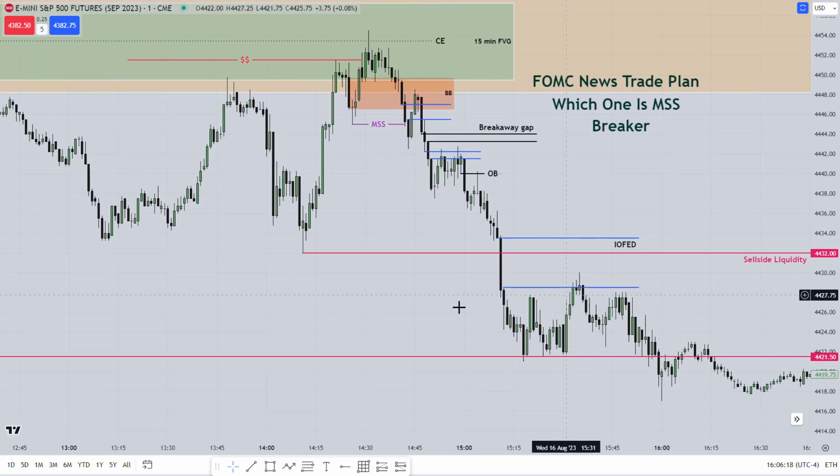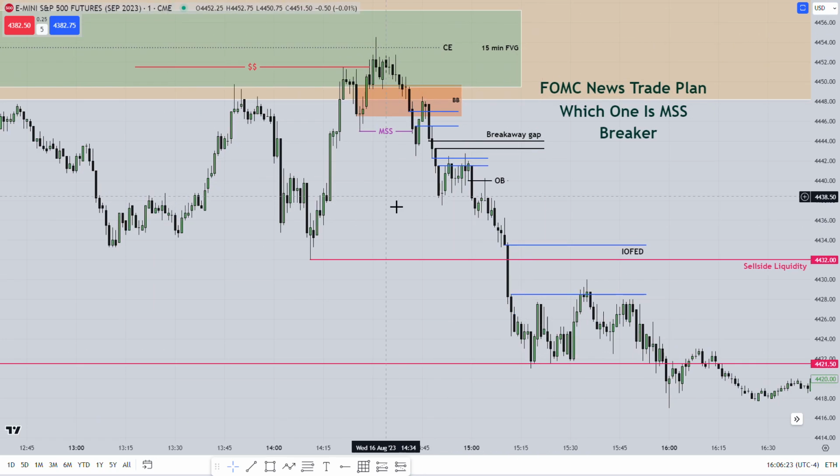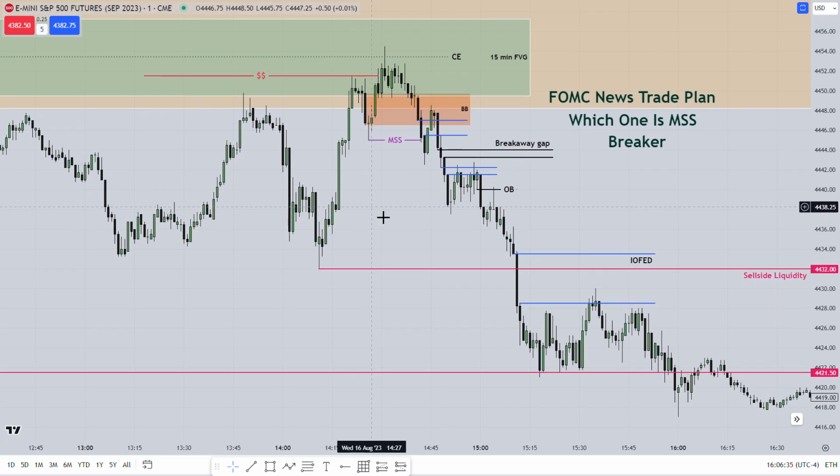Okay, so that was the plan for the FOMC. On FOMC days, when the news is released at 2, wait for 2:30. Don't be confused about this move. Just be careful, find out what your daily bias is, and if your daily bias is bearish, you should expect a bullish run before 2:30.